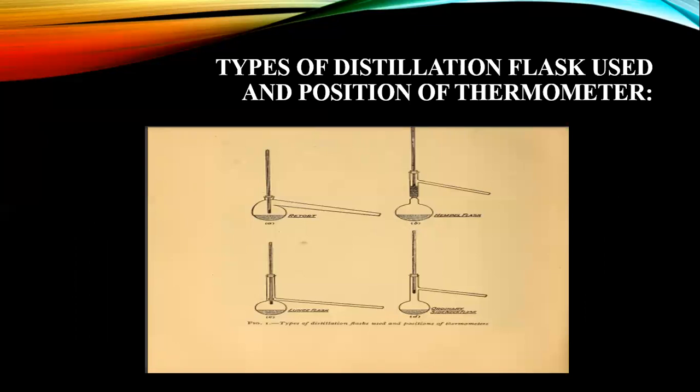There are different types of distillation flasks used and positions of the thermometer. First of all, we know flasks. So there is a thermometer down, and the Humphrey flasks, thermometer up, and the long flasks, and fourth is the side neck flasks. Types of different flasks used and positions.